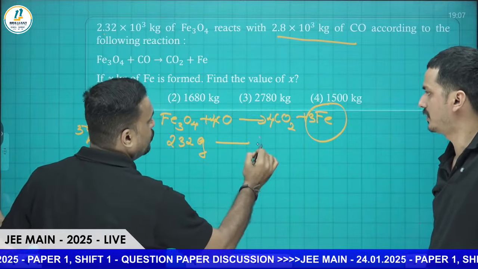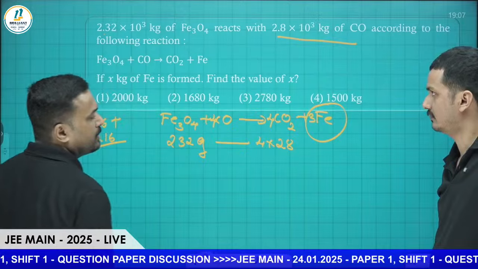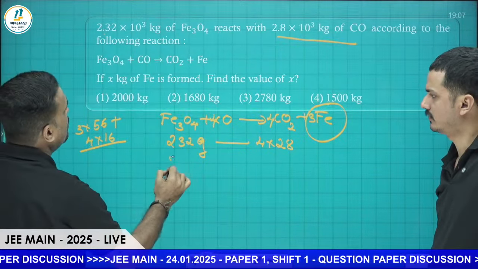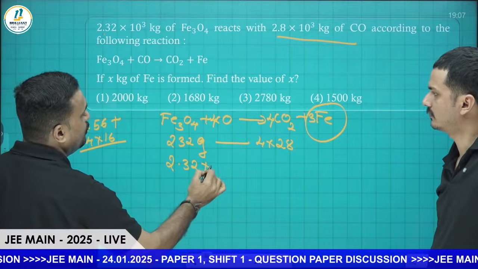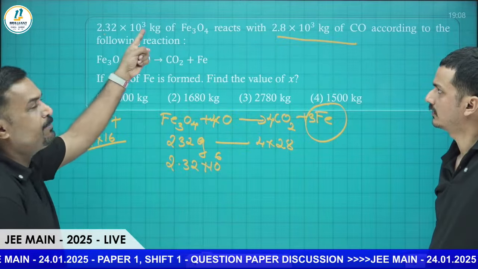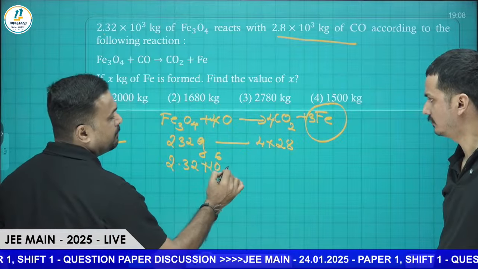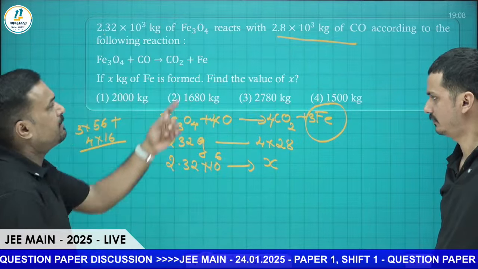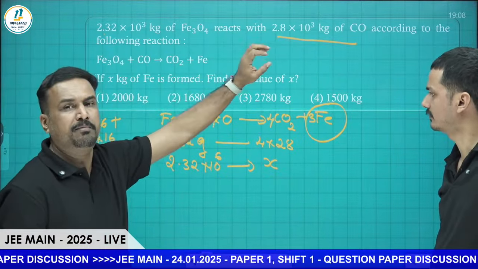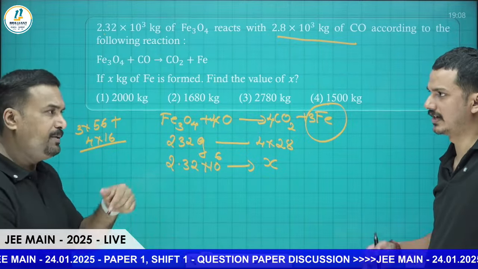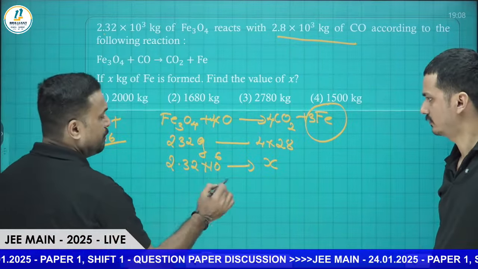So 232 gram of Fe3O4 will require 4 into 28 of CO. Then for 2.32 into 10 power 6 gram, I will take directly because the mass here is in gram, how much is required? This required X. We can find it out like that because they gave the mass, but we need to check whether it is in excess or less. Then only will we get the limiting reagent. So here we can find out the X.